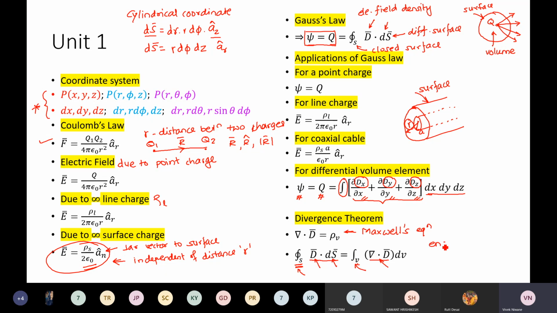ये जो word है ना, enclosed by the closed surface. I can say that volume, okay? Volume enclosed by the closed surface, volume created by the closed surface. तो अभी तक ये सारी चीजें देखी है.